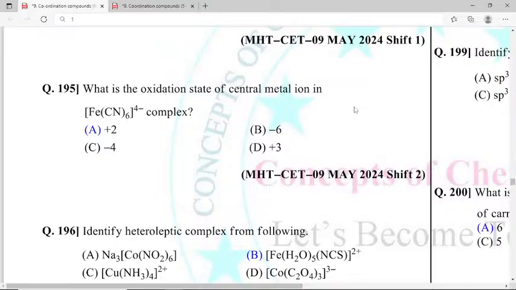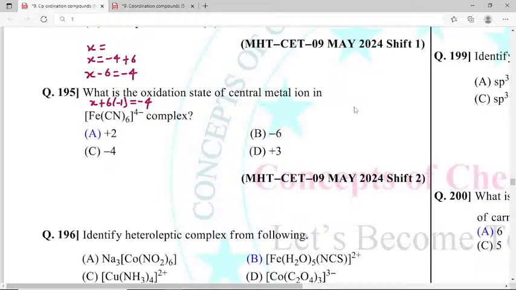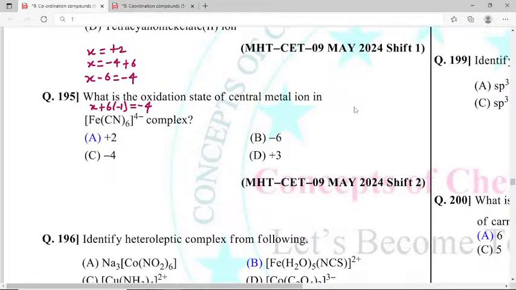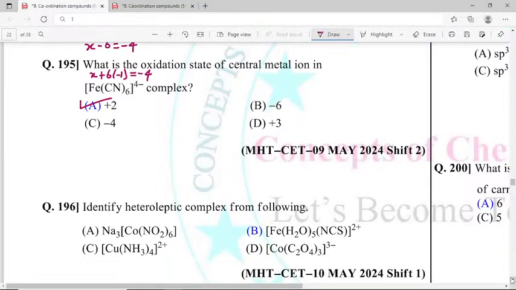What is the oxidation state of the central metal ion in the [Fe(CN)6]4- complex? Oxidation state: Fe has X, plus 6 times minus 1, is equal to minus 4. So X minus 6 is equal to minus 4. So X is equal to minus 4 plus 6. So X is equal to how much? Plus 2. So this is your answer, plus 2.